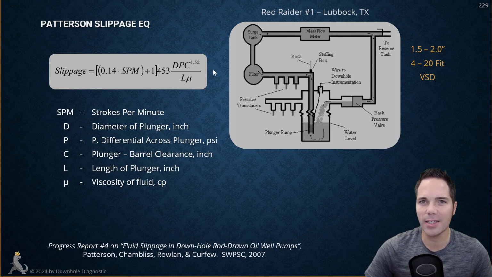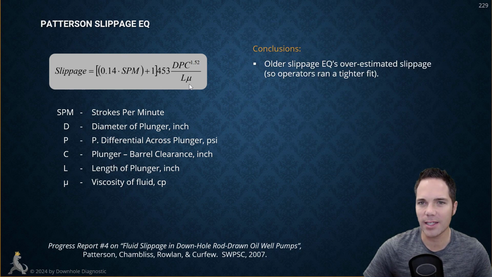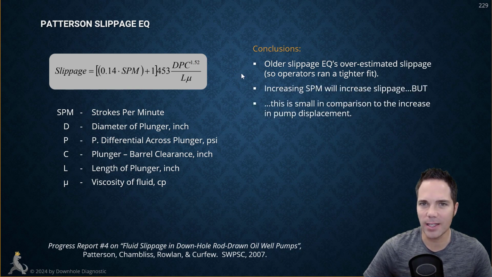This equation's actually in the TAM software. If you output a PDF report and it tells you the slippage rate, it's basing it on this calculation, because in the software, it actually asks you what is the length of the plunger? What is the viscosity of the fluid? So anyways, the conclusions from this study, and if you want to look into it, here's the final paper they did in 2007. But their conclusions were that older slippage equations overestimated the slippage, and so operators were running a tighter fit than they needed to.